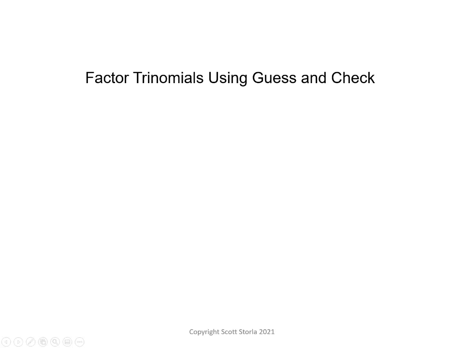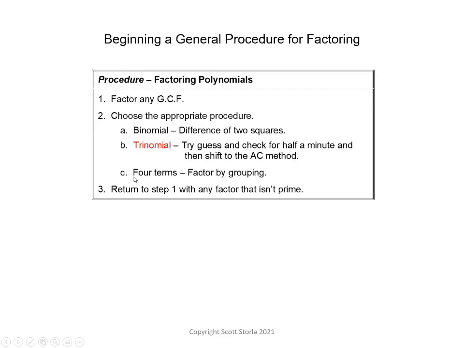In this video, we're going to start factoring trinomials using a strategy called guess and check. And guess and check falls into the general procedure in step 2 when you have trinomials. Now, there's a couple of methods we're going to practice for trinomials. One's guess and check and one's the AC method. And the way I use it is I'll try guess and check for about half a minute. And if I can't get my trinomial factored that way, then I shift into the AC method.